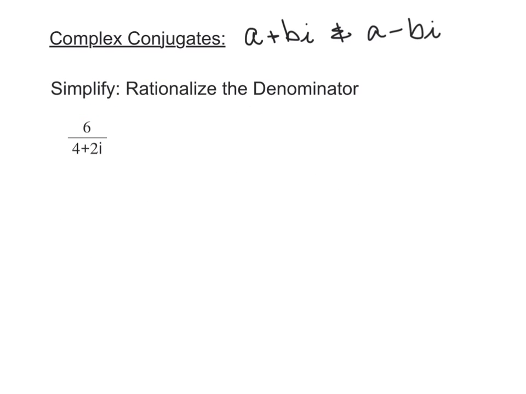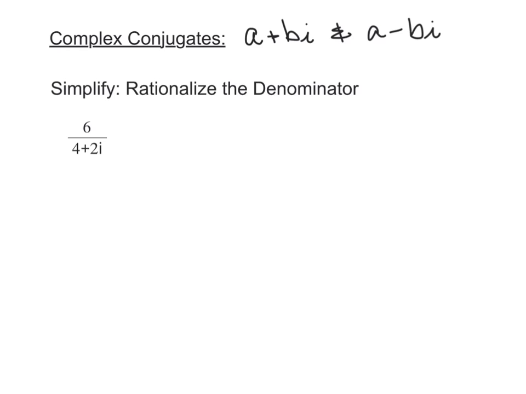When it comes to this fraction 6 over 4 plus 2i, we want to simplify it, and part of the simplified fraction is that there are no square roots in the denominator. And initially it might look like there aren't any square roots in the denominator, but you've got to remember that i is a square root of negative 1, and so we do have a square root down there. So if we're going to simplify it, we need to rationalize the denominator, get the square root out of there. And how we're going to do that is by using complex conjugates, because when we multiply two conjugates together, they go from being complex numbers to being real numbers.